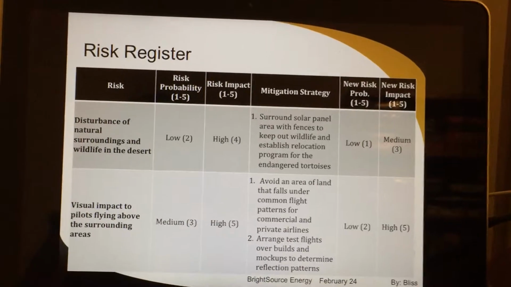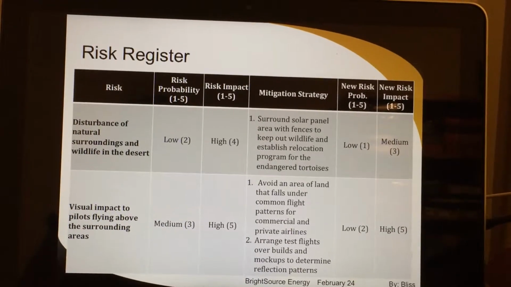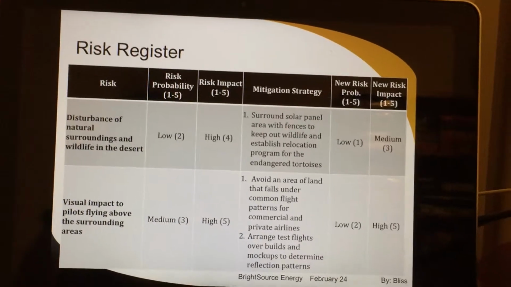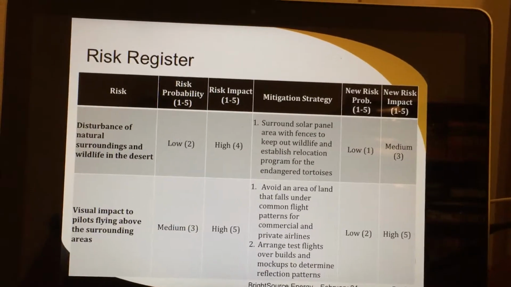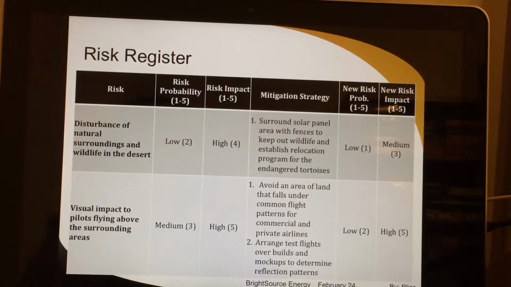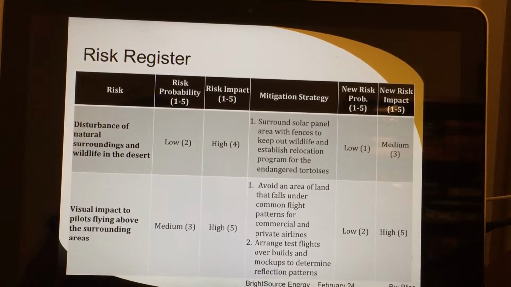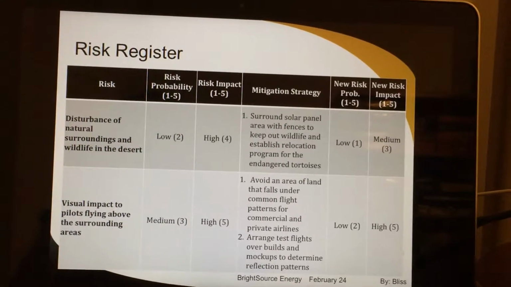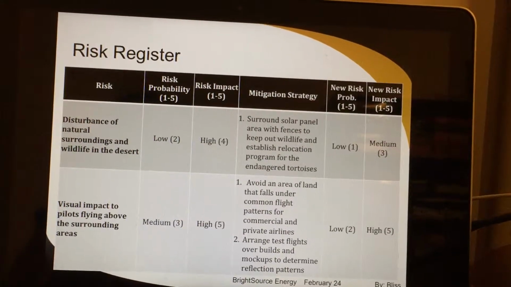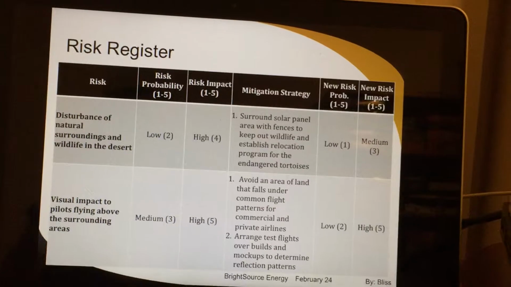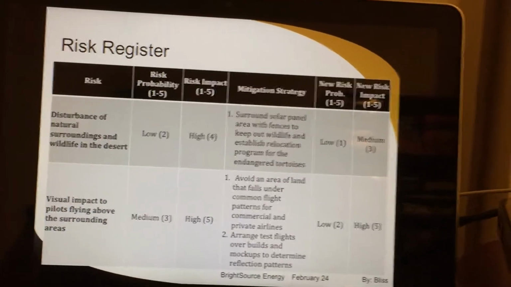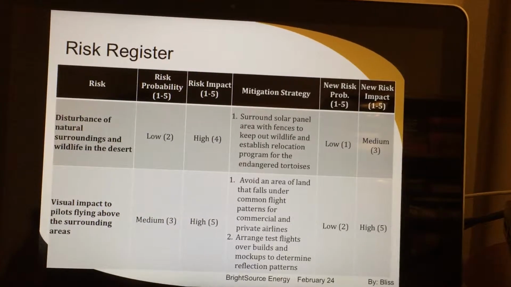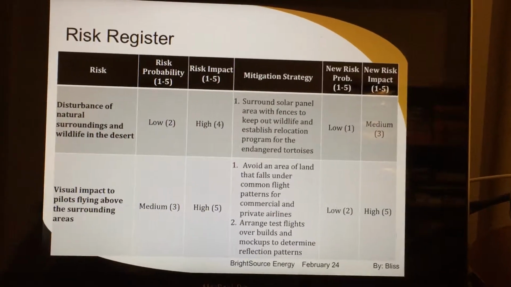For example, the second risk listed in this risk register, the visual impact to pilots flying above the surrounding areas. The probability of this risk occurring can be mitigated by studying the flight patterns and trying to avoid areas that have a high count or high flight rate for airplanes flying over. However, if this risk was to occur, there isn't much you can do to mitigate the impact on the pilots. If the reflection is too strong for a pilot to handle, a fatal accident would be hard to avoid.